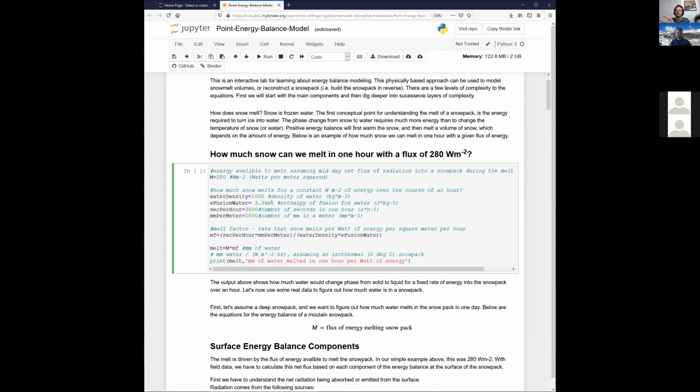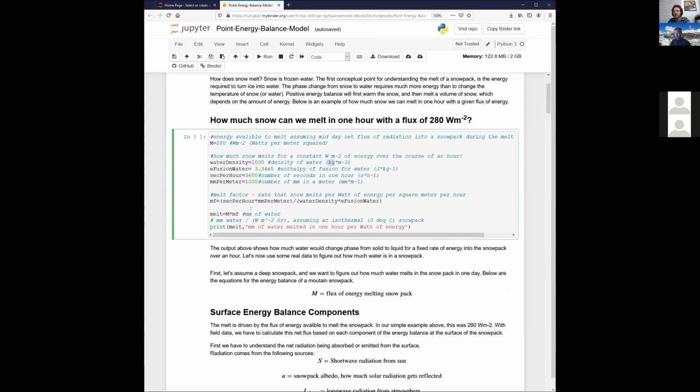So now we have how dense the water is, in kilograms per cubic meter, and how much energy it takes to turn frozen water to liquid water. And if we're interested in how much we can melt over the course of 1 hour, this energy flux, 280 watts per square meter, is constant. It's never ending over the course of the hour. So we need to know how long we are exposing the snowpack to that energy. We're going to do it in seconds, and there are 3,600 seconds in 1 hour. And we also need to convert between meters and millimeters, and there are 1,000 millimeters in 1 meter.